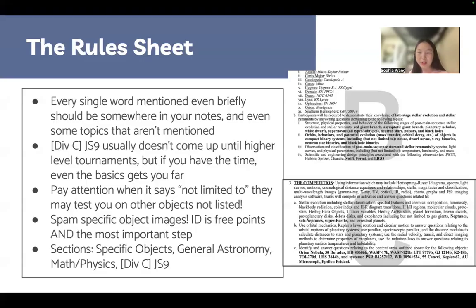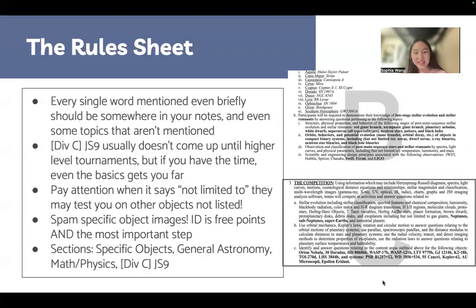So next is only for my Division C participants. This is about JS9, which is the software to image stellar objects. It is in the rule sheet and it says you need to know it, but I will just say it here. It usually doesn't come up until higher level tournaments. For me, it didn't come up until Nats. But if you have the time, just learning the basics is all you really need to score a whole bunch of points. Not that many. It's not a huge part of the exam.